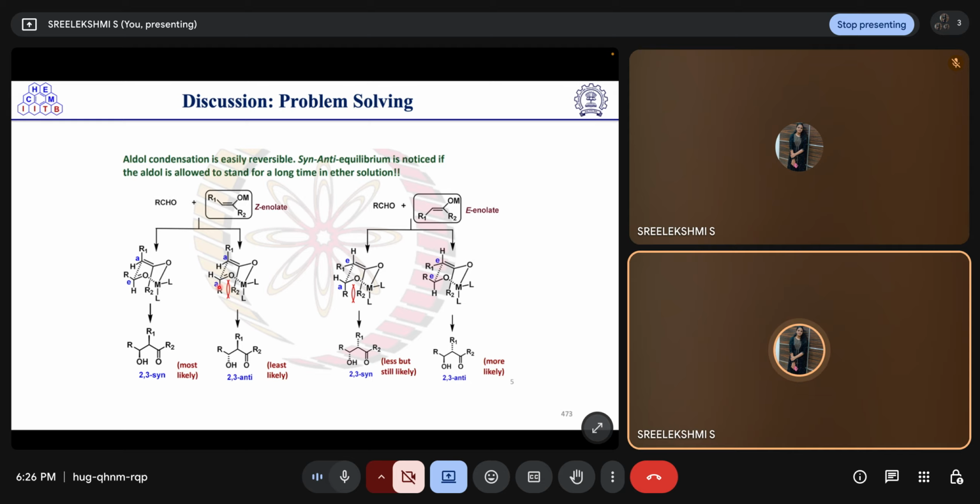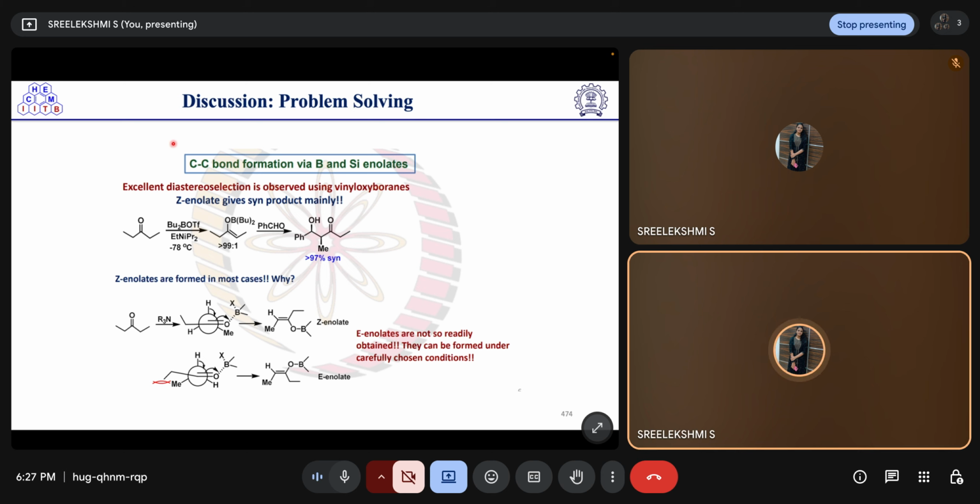As we can see, the major reason for the least likely formation of this 2,3 anti product in the case of Z-enolate is the steric repulsion between these two R groups. And here also that is observed in the case of this 2,3 syn product. The steric repulsion between this R and R2 will not favor this, or it will favor this syn product very less.